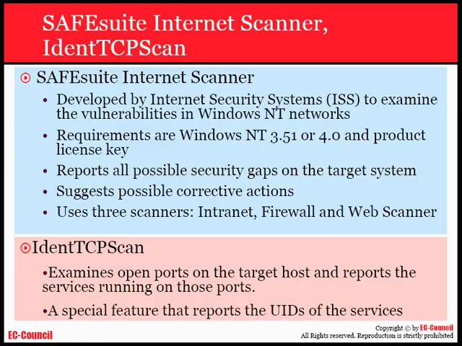Continuing on, SafeSuite Internet Scanner and Ident TCP Scan. First, SafeSuite. Now, SafeSuite Internet Scanner was developed by ISS, and basically it was supposed to analyze vulnerabilities of Windows NT networks. So it is intended for NT 3.5.1 or 4, and you do have to have a key for it. But what it will do is report all possible security gaps on the targeting system. It will also suggest what kind of corrections you could make, and it uses 3 separate scanners: an intranet scanner, a firewall scanner, and a web scanner.